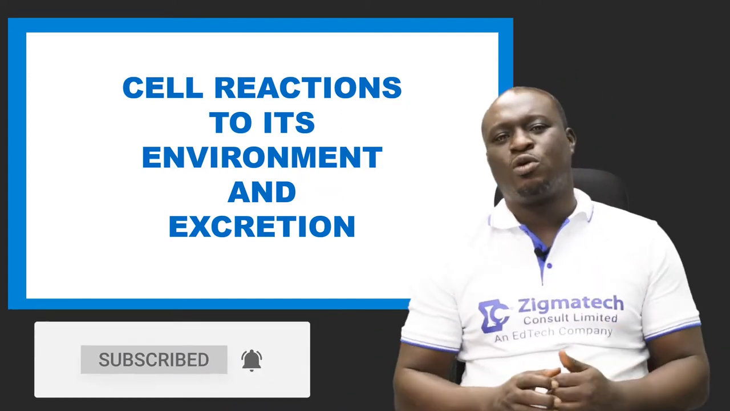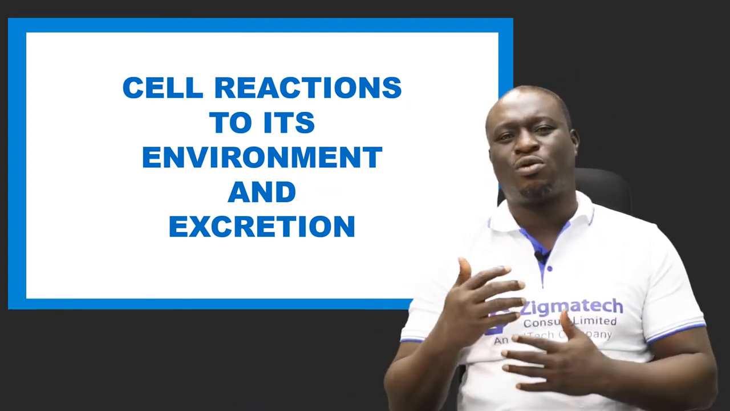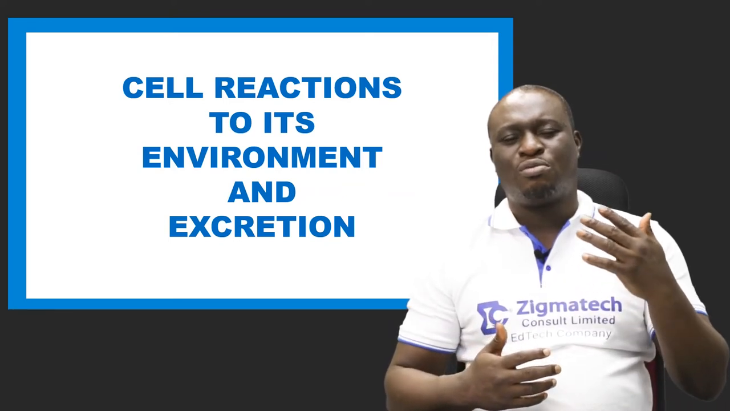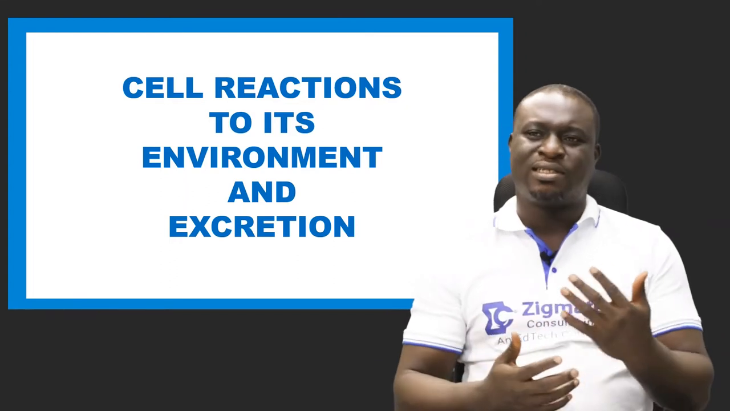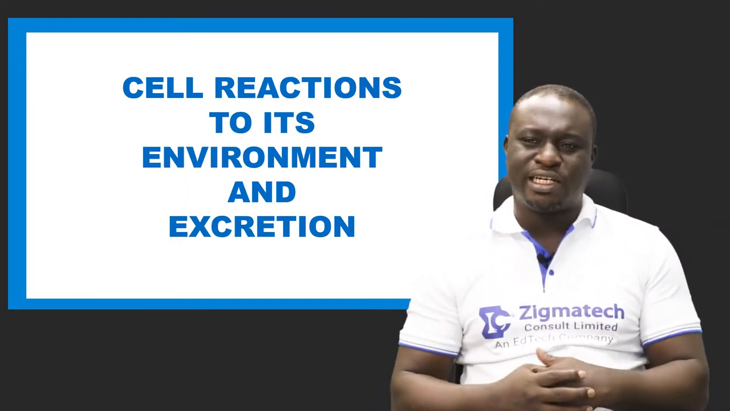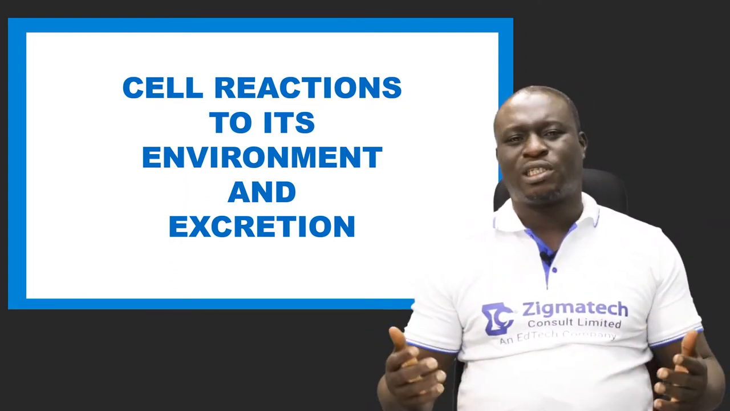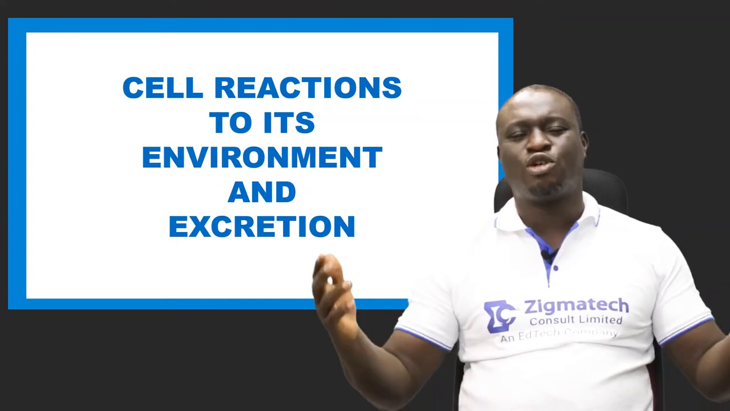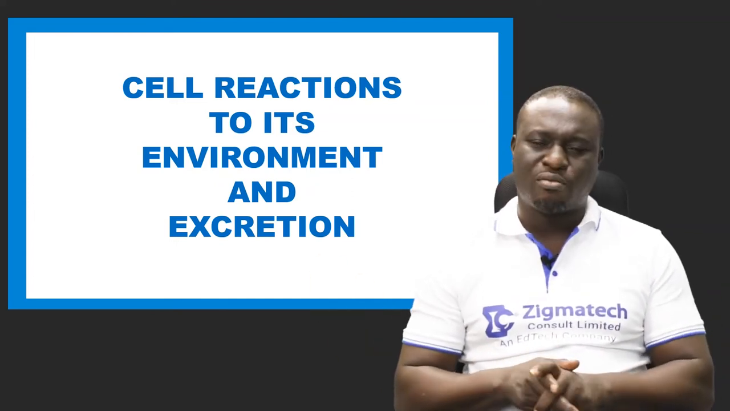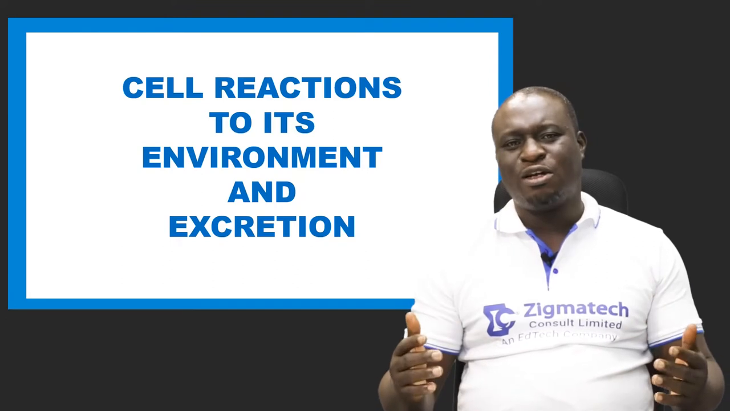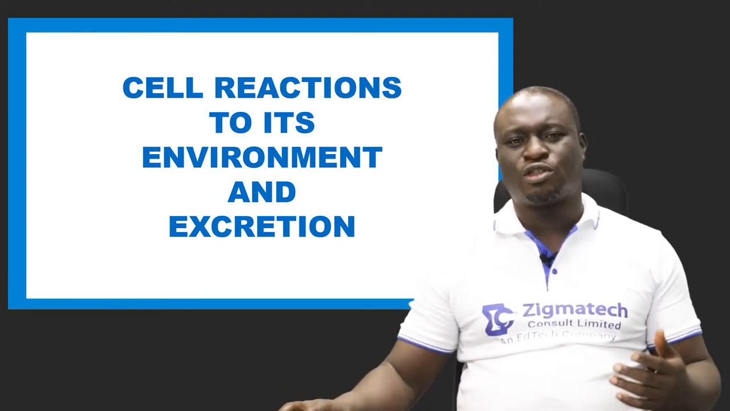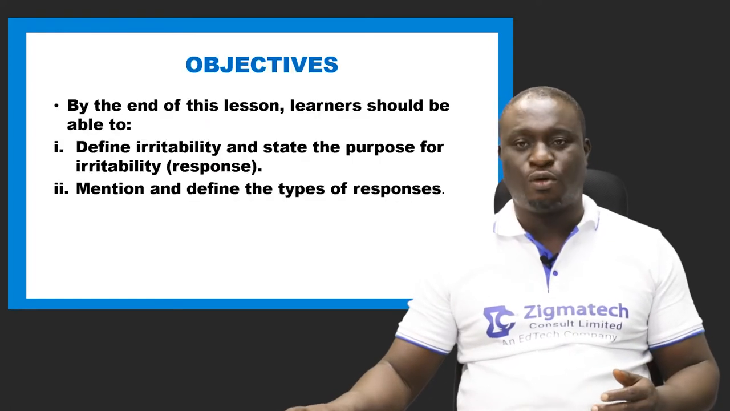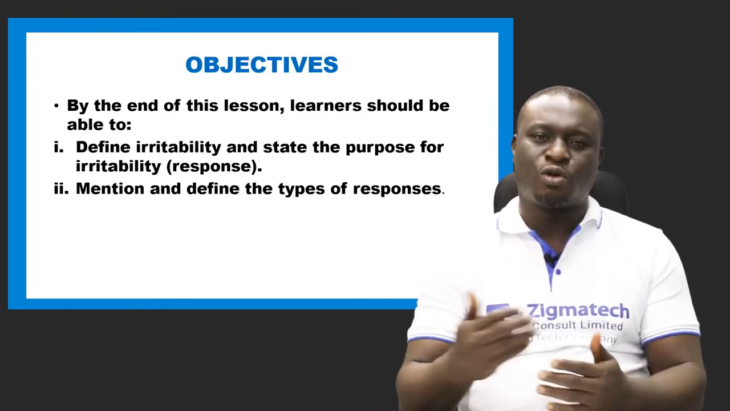And today we're going to be looking at how the cells carry out irritability or sensitivity, that is, how they react to changes in the environment. And we're also going to see how cells get rid of metabolic waste products. Now, at the end of this particular class, you're expected to know one or two things, or you're expected to be able to attend to some questions.